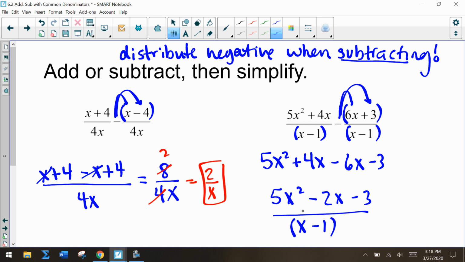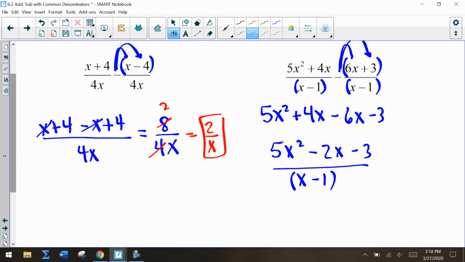Okay. So we have to look to make sure that this numerator cannot factor. So a way for us to know whether or not it can factor, we can say, all right, what is 5 times 3? That's 15. Are there factors of 15 that add up to negative 2? So we have 3 and 5. So if we keep going with this, we may have a common factor that we can reduce, this x minus 1.